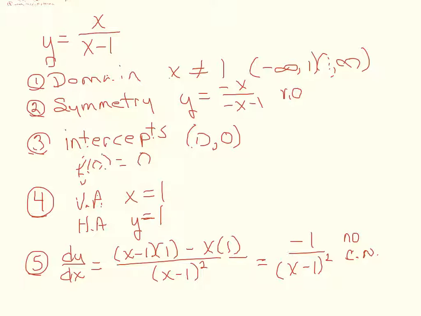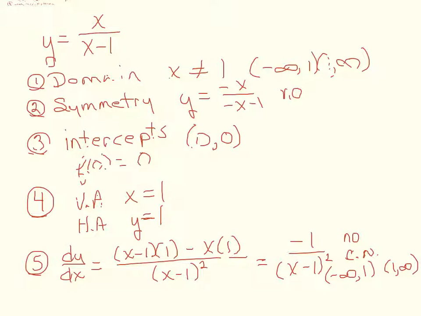We have no critical numbers, but we still have to consider the intervals from -infinity to 1 and 1 to infinity because we have a break in the graph. But if we have no critical numbers, that means that we probably are not going to have any maximums and minimums either, because maximums and minimums can occur at endpoints and critical numbers. So let's just determine whether the graph of this function is increasing or decreasing.